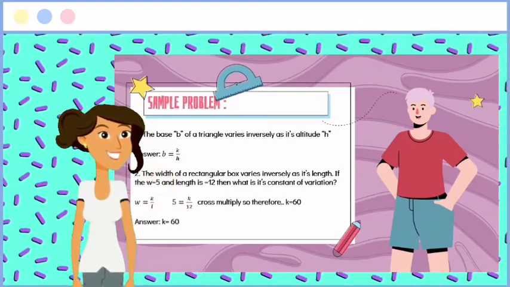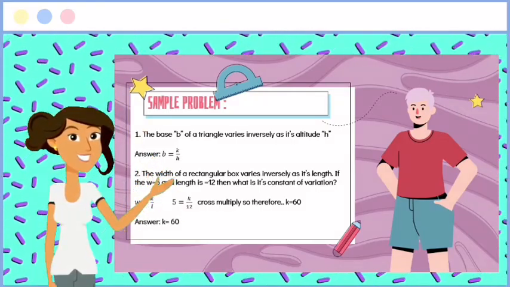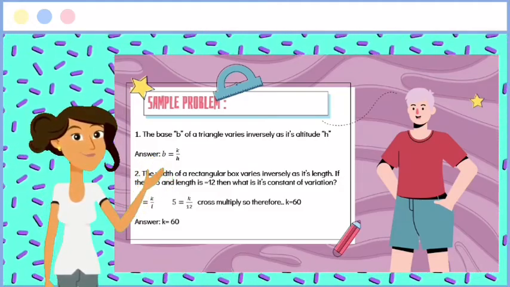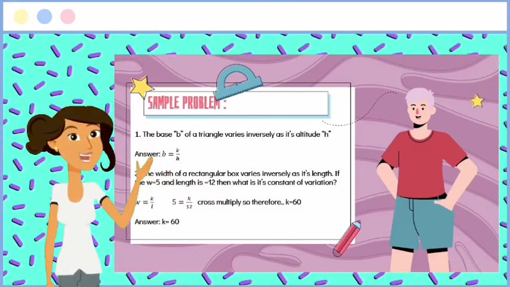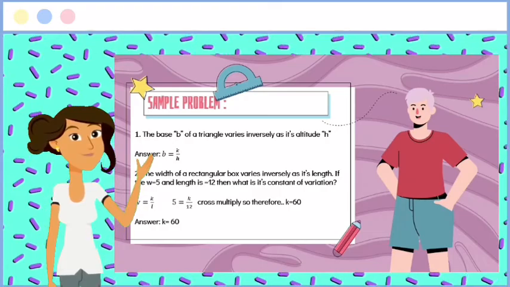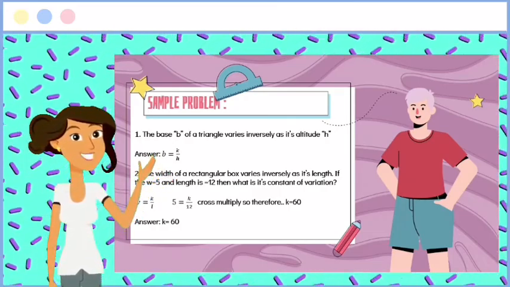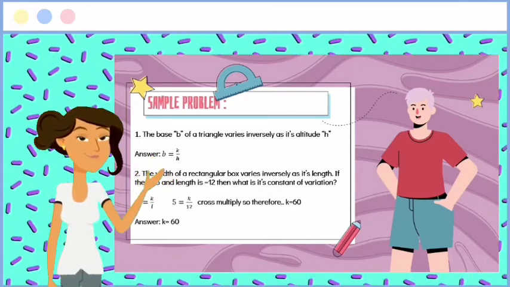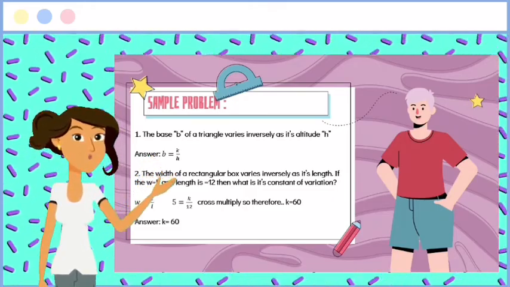Now, since there's always an invisible 1 as a denominator of 5, all we have to do is just cross multiply. So the answer will be 60. Therefore, our constant of variation is 60.